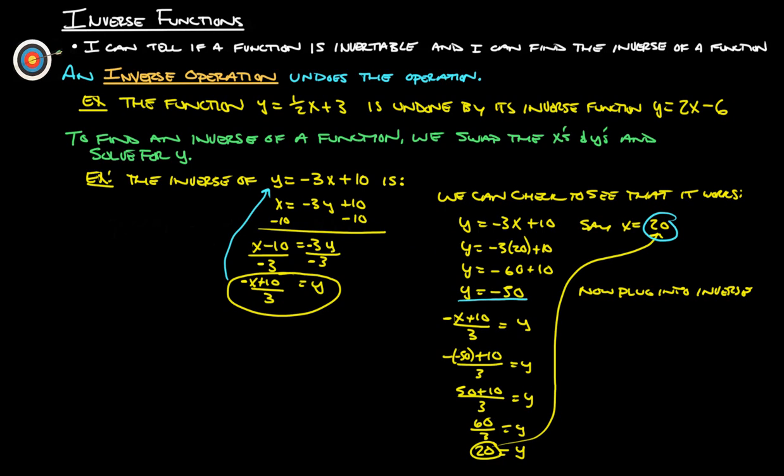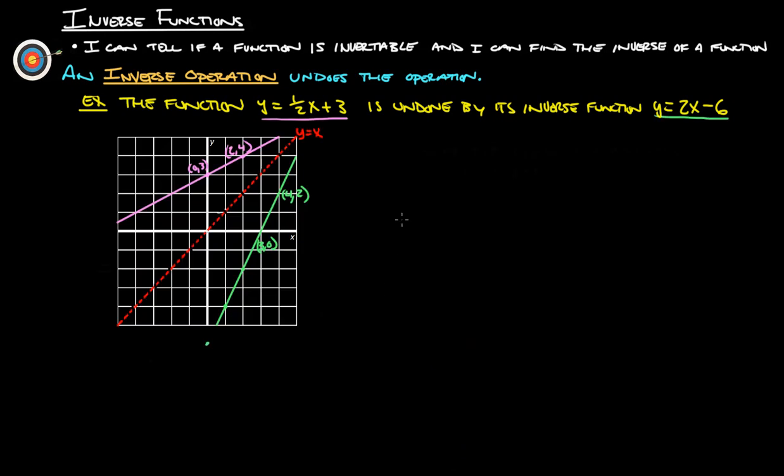Let's see if this helps a little bit more. So now here's the line y equals 1/2 x plus 3. That's this pink line here. And then the inverse is y equals 2x minus 6. That's this line right here. If you'll notice, this red line right down the middle is y equals x. And if you'll remember, if this is the inverse of this, we switch the x's and the y's.